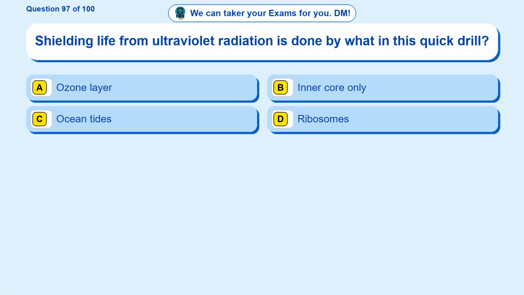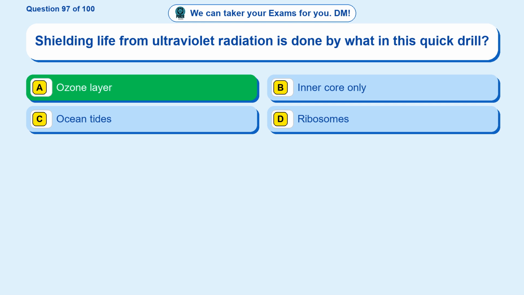Question 97. Shielding life from ultraviolet radiation is done by what in this quick drill? Option A, ozone layer. Option B, inner core only. Option C, ocean tides. Option D, ribosomes. The correct answer is option A.